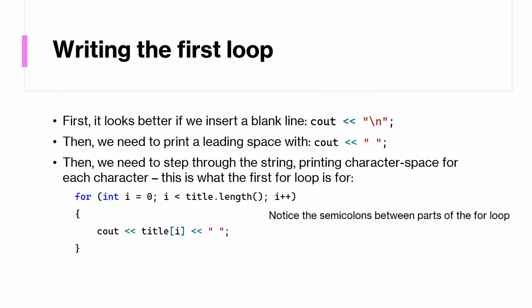Finally, notice the semicolons between parts of the for loop. A lot of people want to put commas in there between the parts of the for loop, or periods or something else, because semicolon usually ends a line. But no, the for loop is set up to use semicolons. Okay. Finally, we need to start a new line with cout endl.